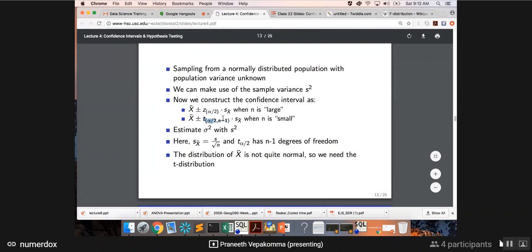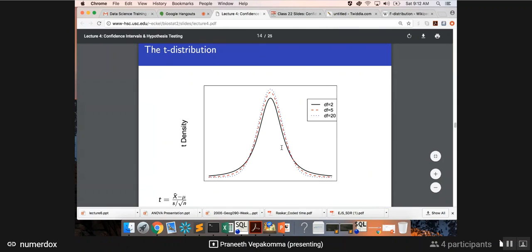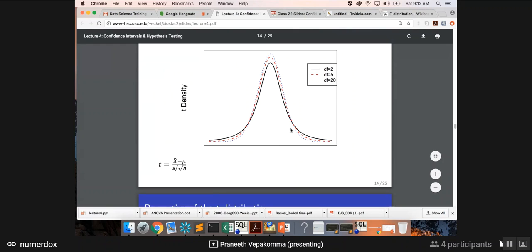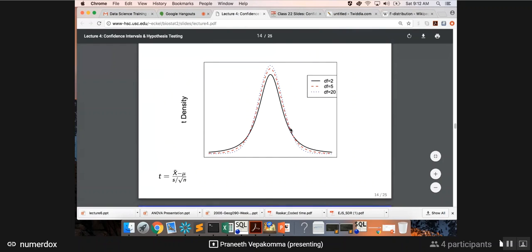This z alpha by 2, t alpha by 2, this part is always the cutoff part. This s x or sigma x is always based on the sample variance part. So based on this variability and the distribution, these are the cutoffs for getting 1 minus alpha probability. That is the idea here. This is the t distribution, also known as student's t distribution sometimes.